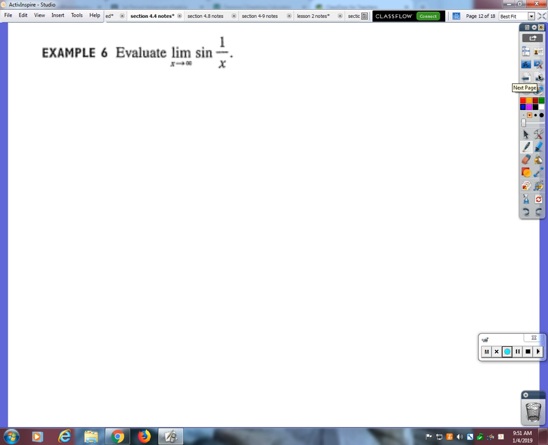All right, so the next example says evaluate the limit as x approaches infinity of the sine of 1 over x. This is a little bit of a weird cheat, but we're going to let t equal 1 over x. It's just a variable that I made up. So what happens to this as x approaches infinity? t goes to 0. So that means I can rewrite this as the limit as t approaches 0 of t.